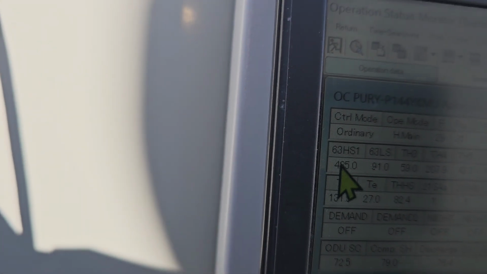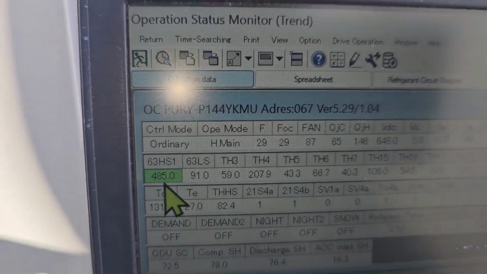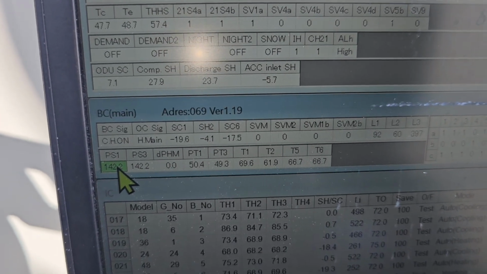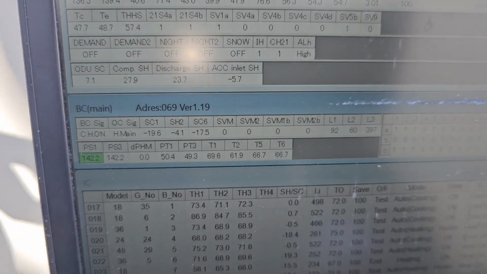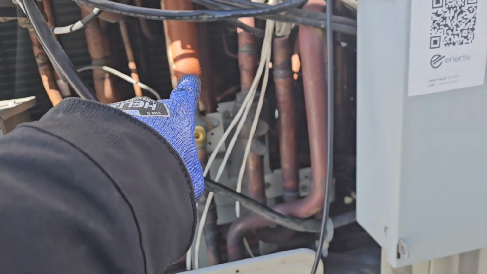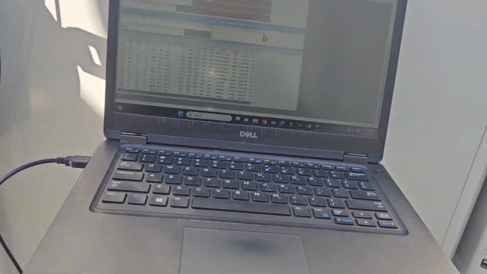So after tracing piping around and looking at some other temperatures, if we look at our branch controller, so we've got 485 PSI at the outdoor unit. And then we look down at our branch controller, well, we only have 142 PSI. Well, that's interesting, isn't it? Because this line leaves the outdoor unit and immediately goes to the branch controller, goes through the first subcooler, and then hits that PS1.